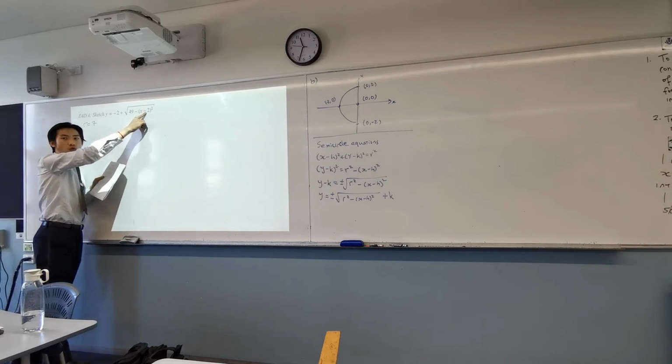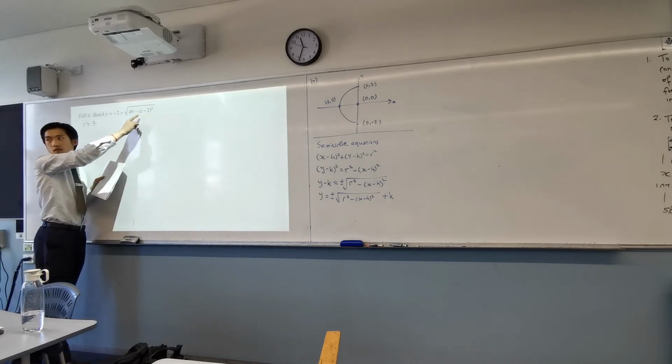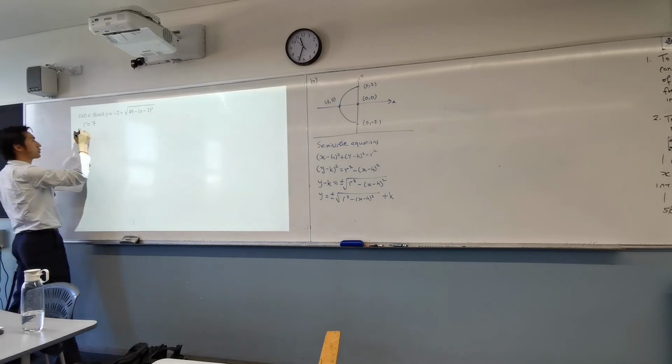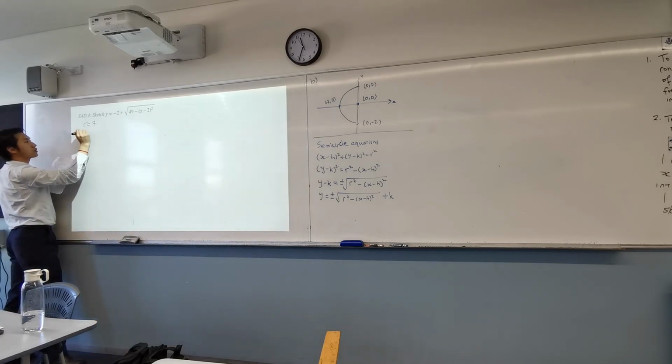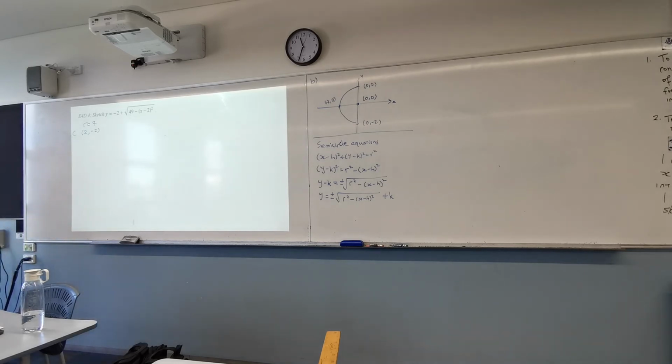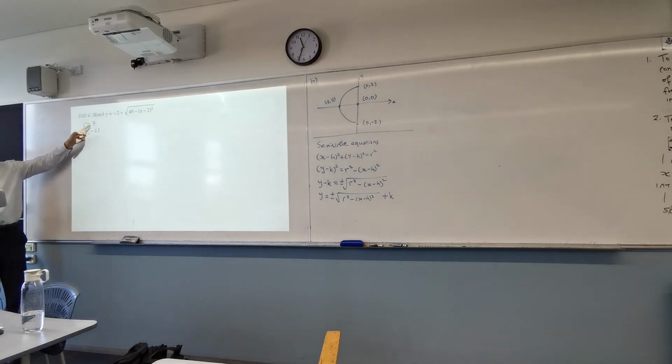Is this going to the left or the right? Right, okay. It sits with the x, so it goes in the opposite direction. So it goes to the right by 2, but it goes down by 2. So the centre is (2, negative 2). It should be pretty obvious that if your centre's at (2, negative 2) and the radius is 7, then you're going to get some intercepts.